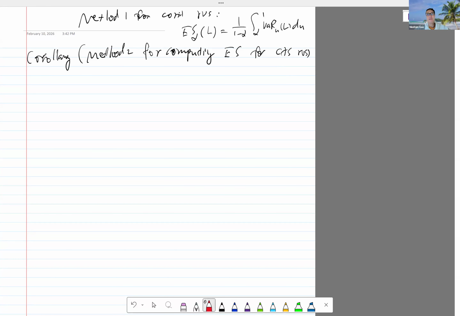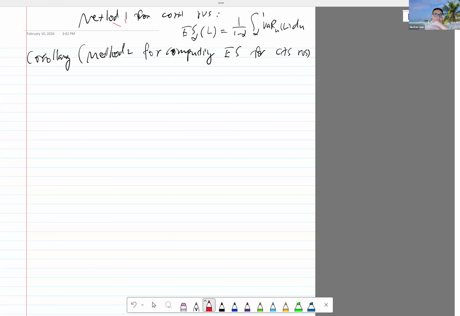Right? You find the value at risk, you do the integration, then you get an expression of expected shortfall. But remember, for a discrete random variable, we have method one using the definition, right? You make a graph of your value at risk, then you do the expectation. Method two is just using the average of the largest values of L up to the probability 1 minus alpha. Now for a continuous random variable, the method one is still using the definition.